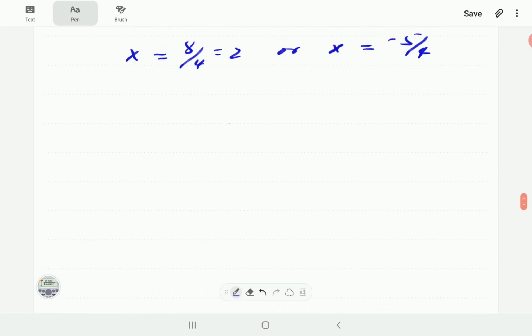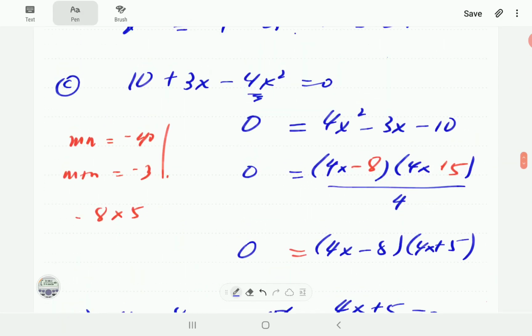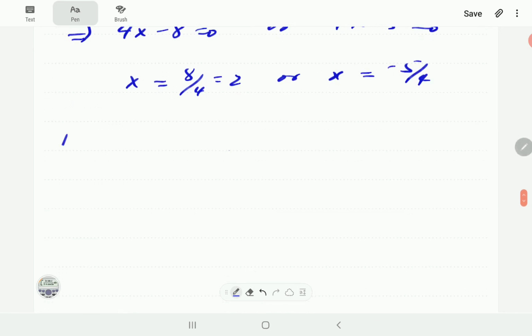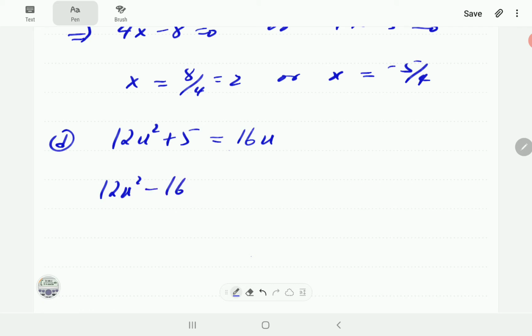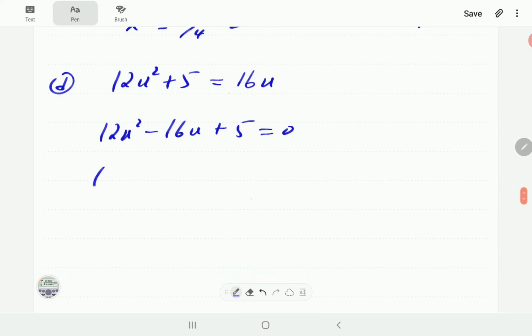Okay, one more example. This is going to be example number D. Suppose this time we've got 12u squared plus 5 is equal to 16u. If we bring everything to the same side, we're going to have 12u squared minus 16u plus 5 equal to 0.